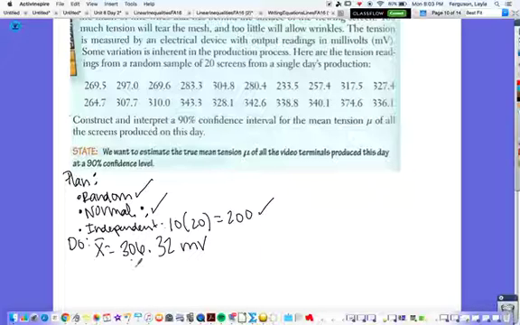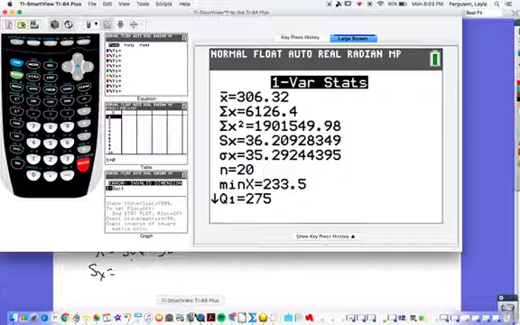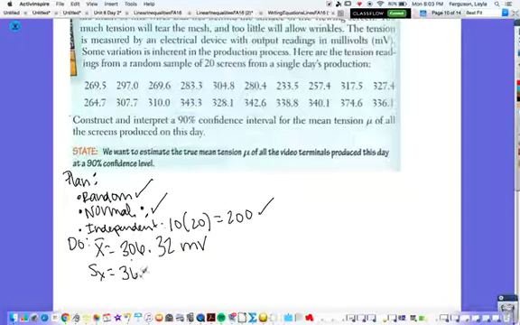Alright, the next thing that I have to do is I have to get my standard deviation. So I can also get that from on the calculator. So on the calculator, standard deviation 36.21, we'll say. And that was also in millivolts.